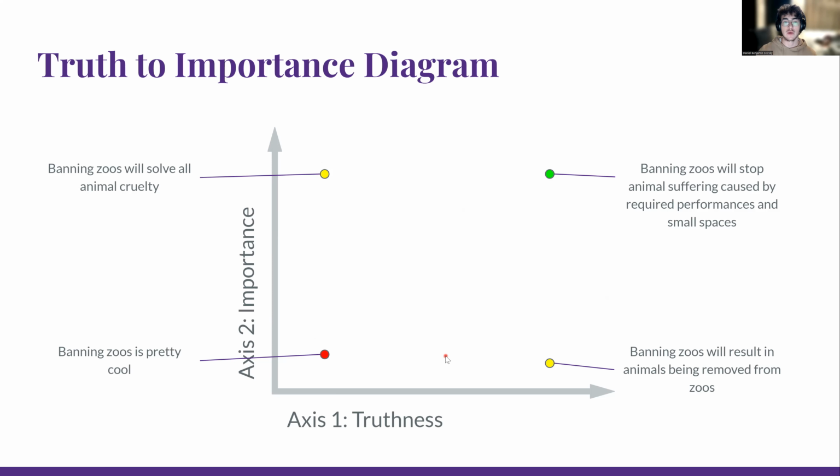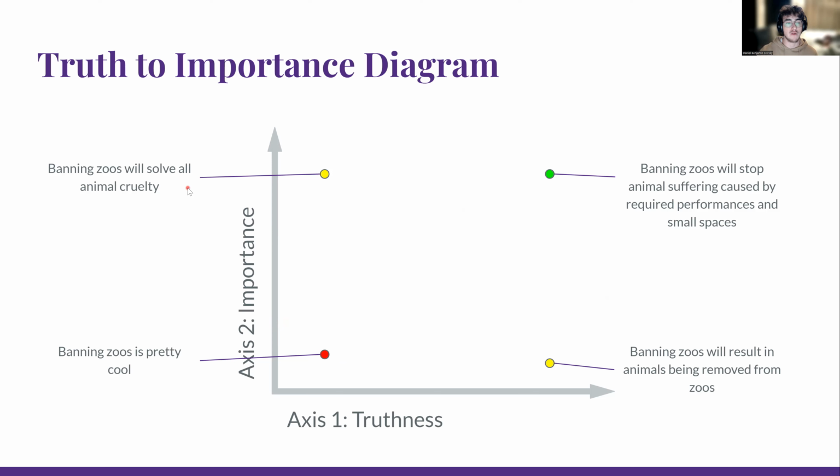The example motion that we use for this specific diagram and representation is this house would ban zoos. So let's assess these different arguments and explain why they fall into these different points of the chart. Banning zoos is pretty cool is a red dot and is located as pretty untruthful and pretty unimportant because it is not proven to be true that banning zoos is pretty cool, nor is it clear why this is important, that banning zoos is pretty cool as a reason why we should ban them. So for that reason, it makes a very weak argument in both dimensions.